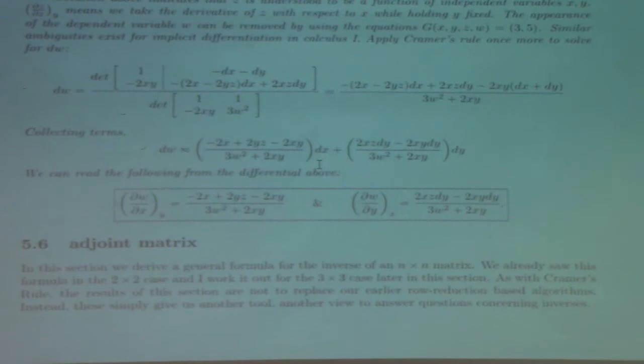And here's the Cramer's rule for W. This gives us partial derivatives of W with respect to x and y. So there's a homework problem. Don't be scared. This is just Cramer's rule with the extra interpretation. It's really not a hard homework problem, that problem I'm talking about.